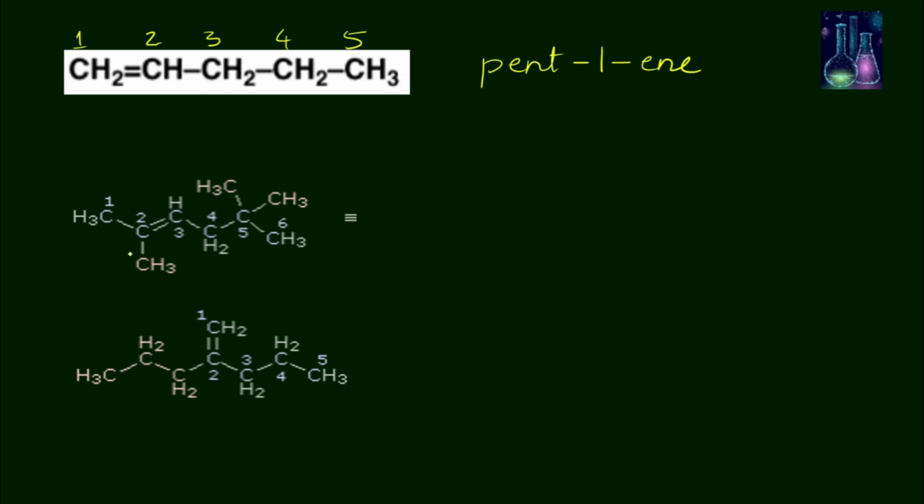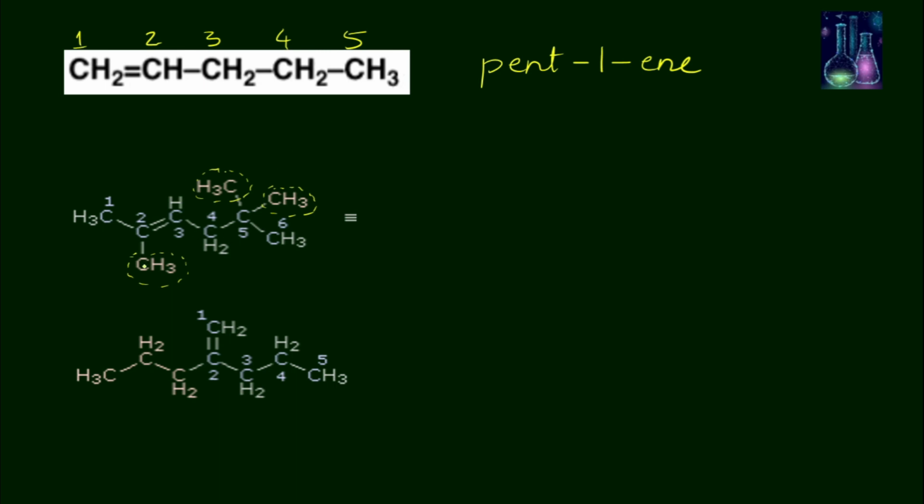In the next example, the numbering is already done: 1, 2, 3, 4, 5, 6. 6 carbons. Now here you see that this is your substituent, this is another substituent, and this is your third substituent. All three are methyl groups. Now why did we not start the numbering from this end? Because we have to give the least possible number to the carbon-carbon double bond, because that is given more priority compared to the alkyl groups. Therefore the numbering starts from here: 1, 2, 3, 4, 5, 6.